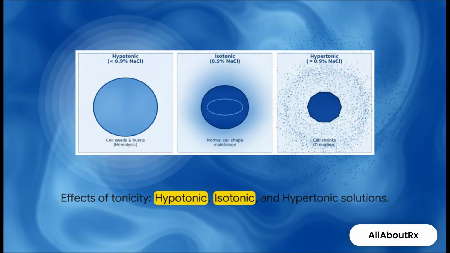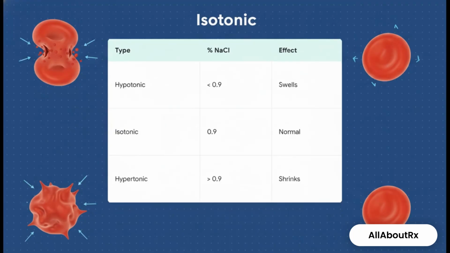If a solution is hypotonic, it causes the cell to drastically swell. If it's isotonic, the cell stays perfectly normal. And if a solution is hypertonic, it literally causes the cell to shrivel and shrink. Let's methodically break these three states down. If a solution is hypotonic, meaning it's less than 0.9% NaCl, fluid rushes into the cell. The cell swells up and eventually bursts. This is a very dangerous condition called hemolysis, which spills hemoglobin everywhere.